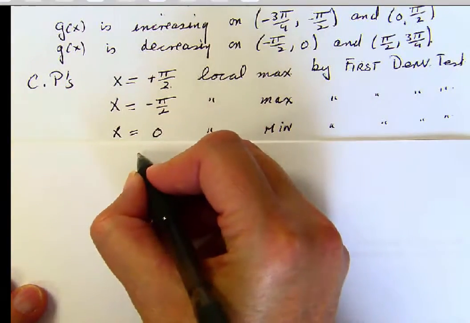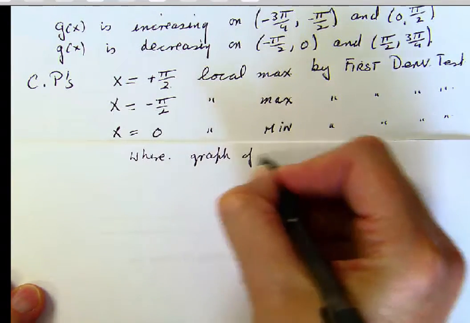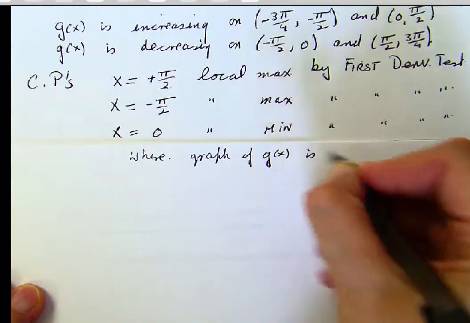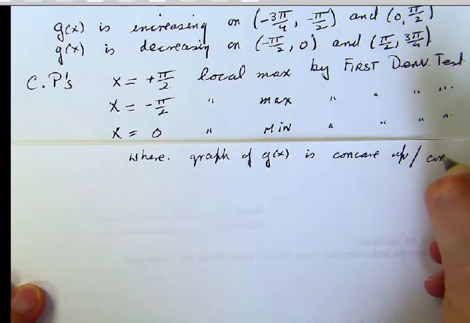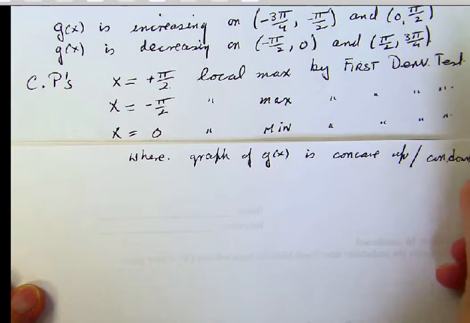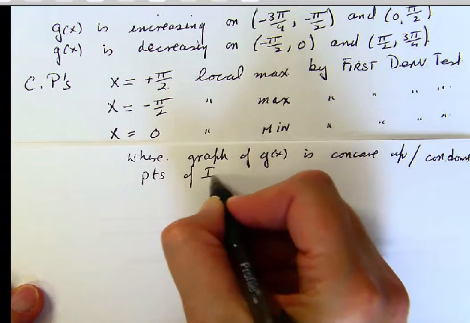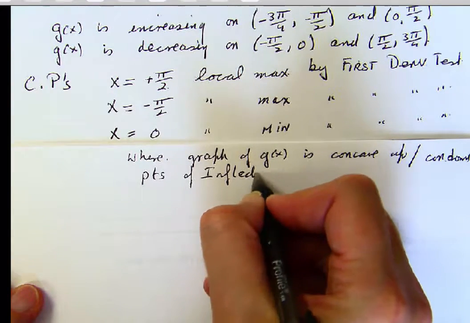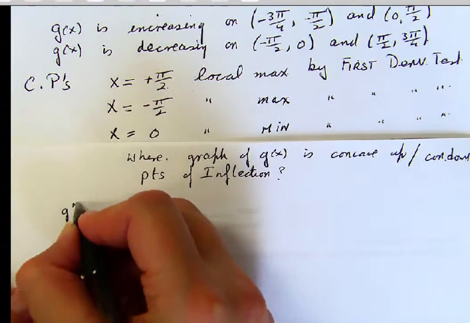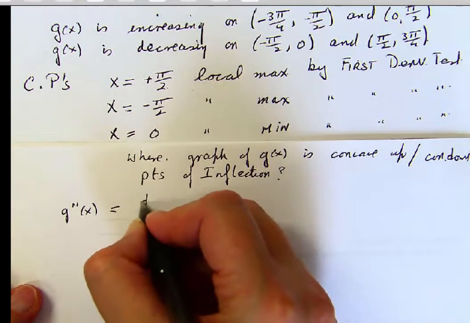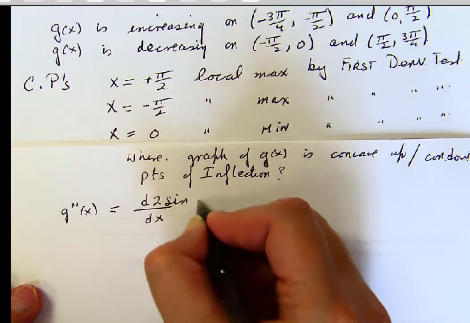Now we'd like to find out where the graph of g of x is concave up or concave down, and also where the points of inflection might be, if any. And for this we're going to use the second derivative, and this is the derivative of the first derivative of the function.